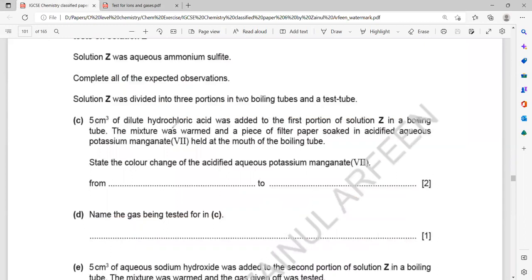You can see when hydrochloric acid is added and then we acidify this and we add potassium manganate. So state the color change. What is the color change? It is from purple to colorless. And name the gas being tested in C. Whenever we heat, which gas is given off?